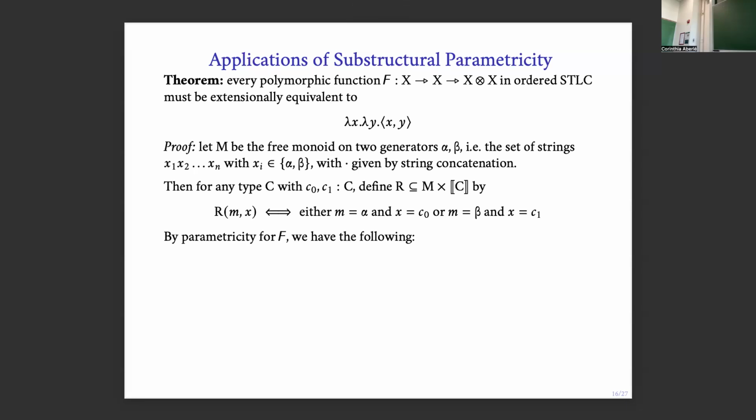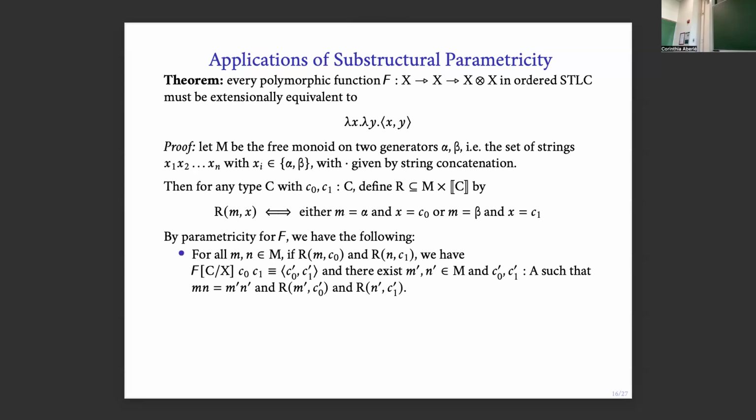And then by parametricity for digamma, we have the following. For all M and N in the monoid, if M is related to C0 and N is related to C1, then digamma applied to C0 and C1 is judgmentally equivalent to a pair of this form with C prime 0 and C prime 1, such that there exist M prime and N prime such that M concatenated with N is equal to M prime concatenated with N prime, and M prime is related to C prime 0 and N prime is related to C prime 1.